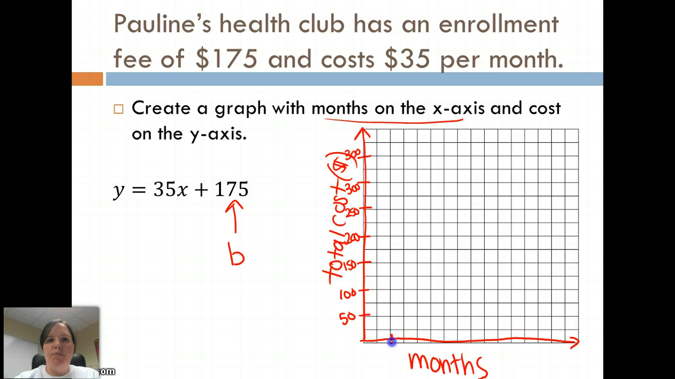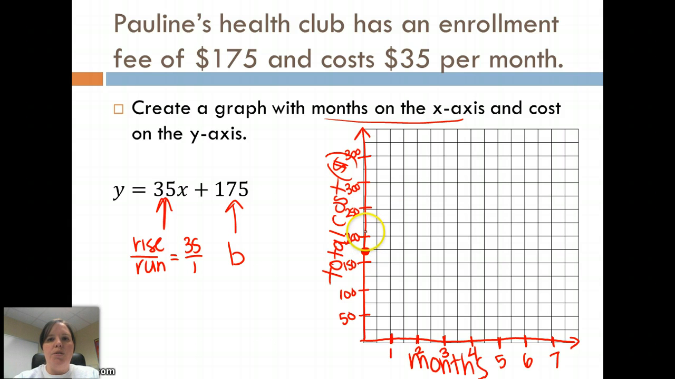And then for months, because they're pretty spread out, I'm going to actually give some more space here to the months, since these numbers aren't getting big fast. So I'm going to go ahead and change my scale so that we can get a pretty accurate setup here. But I want to graph my b value first, so 175 would be right here. And then how do I graph from here? Well, I use my slope as my rise over my run. So that's 35 over 1. So I'd want to go up 35, which would be about here.